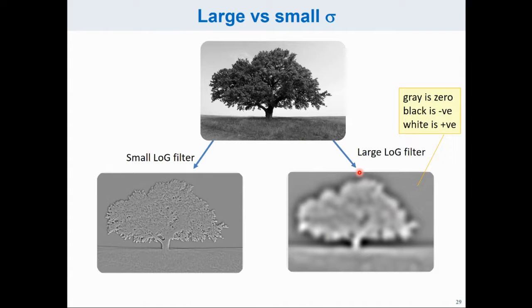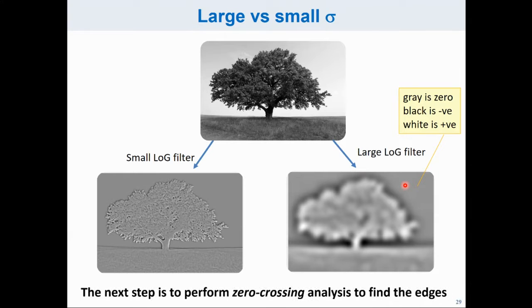Just for your reference, in this image, the gray is zero value, the black is negative value, and the white is positive value. In the Marr-Hildreth edge detector, after you find this image, you perform the zero crossing to find the edges.